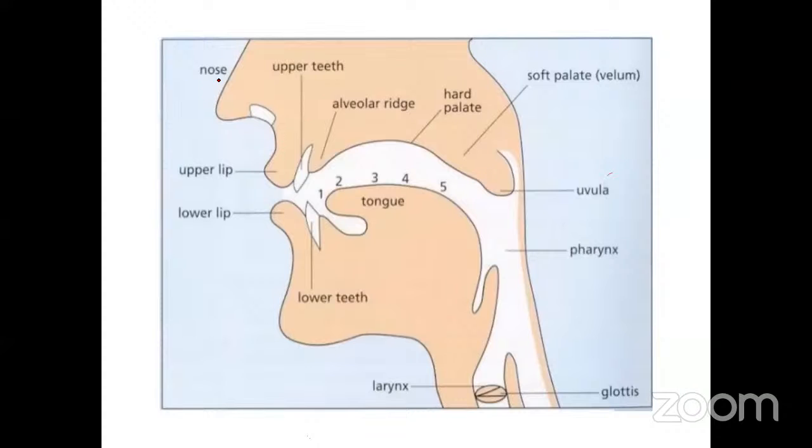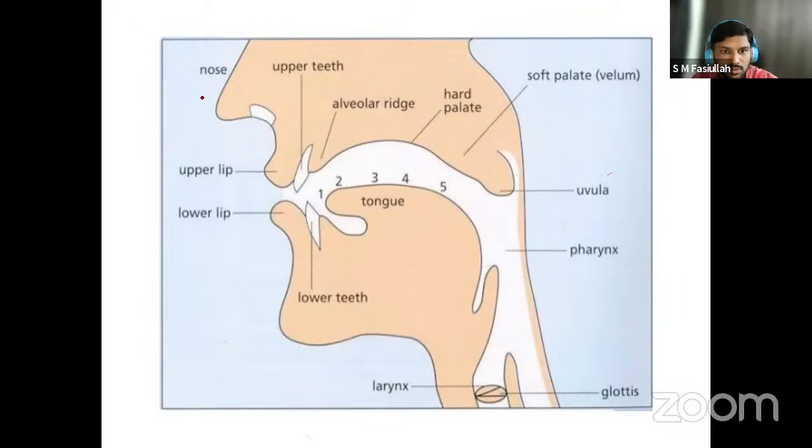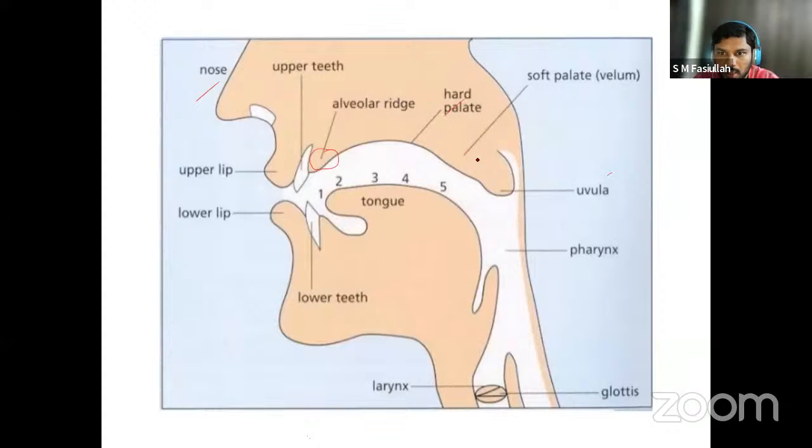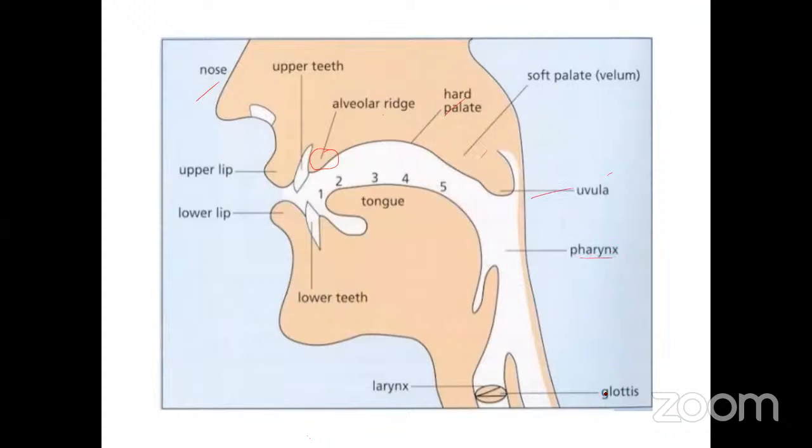This other picture may be of help. We'll quickly look at this picture also. We have nose, upper teeth. This is much better, right? This picture is much better, but it doesn't have everything that we saw in the previous image. So lower lips, upper lips, these are the teeth, lower and upper. This particular region is called alveolar ridge, right? Okay, and then you have hard palate, soft palate, uvula, and pharynx. This is glottis, and larynx and pharynx.